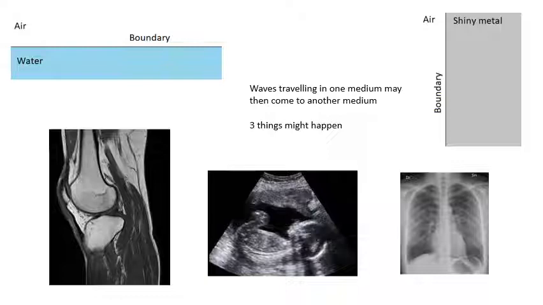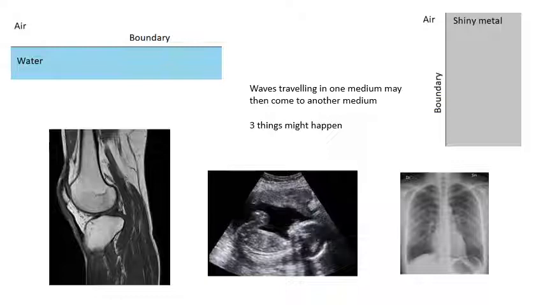Reflection is one of the things that might happen when a wave comes to a boundary. So you have one medium, for example, air, and then you have another medium, for example, water. And if a wave is traveling in air and it comes to water, then various things might happen. Three things might happen. One of them might be that it reflects. I'll put some other examples of boundaries. There's air and a shiny metal, such as, I don't know, a mirror.